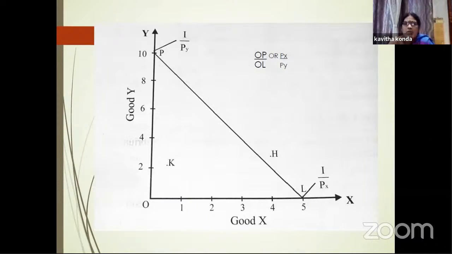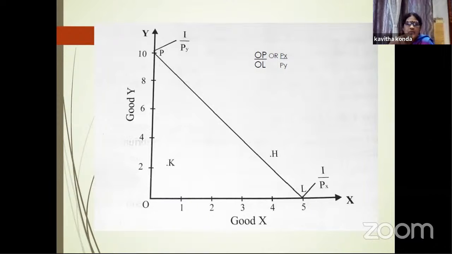Here, the K point shows less income, meaning within the income level, less than 100 rupees. Beyond it, the H point shows more than 100 rupees. But here income is constant. The given income is constant, 100 rupees only. With that 100 rupees he has to choose combinations of X and Y.